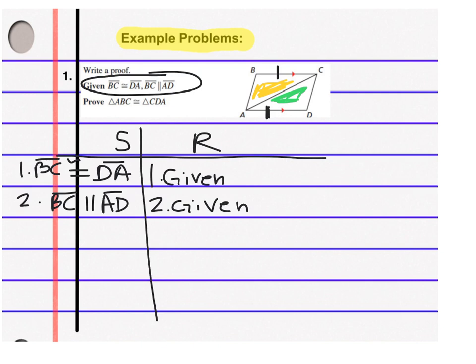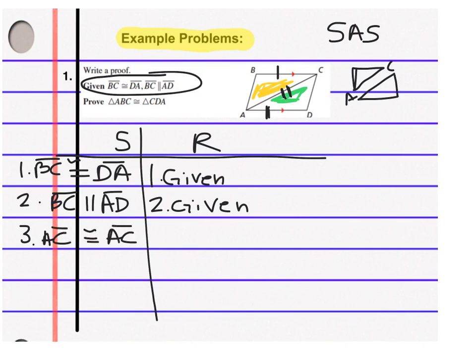Now, since it's this chapter, I'm thinking I want to use side, angle, side. Is there anything else? Well, these two triangles, if I split them apart, they both share side AC. So this middle side, AC, is congruent to AC. Does anyone remember from last section the reason why? If they share a side, that is your reflexive property.